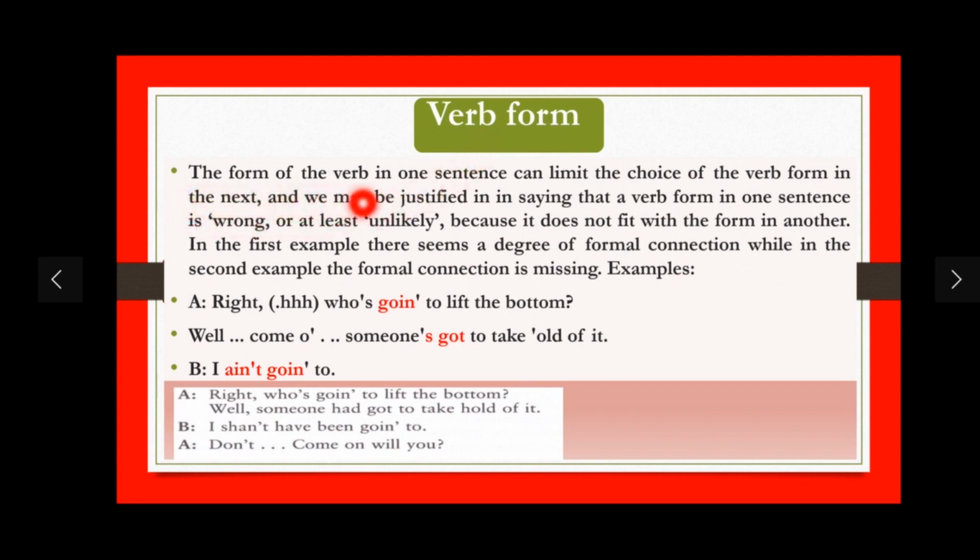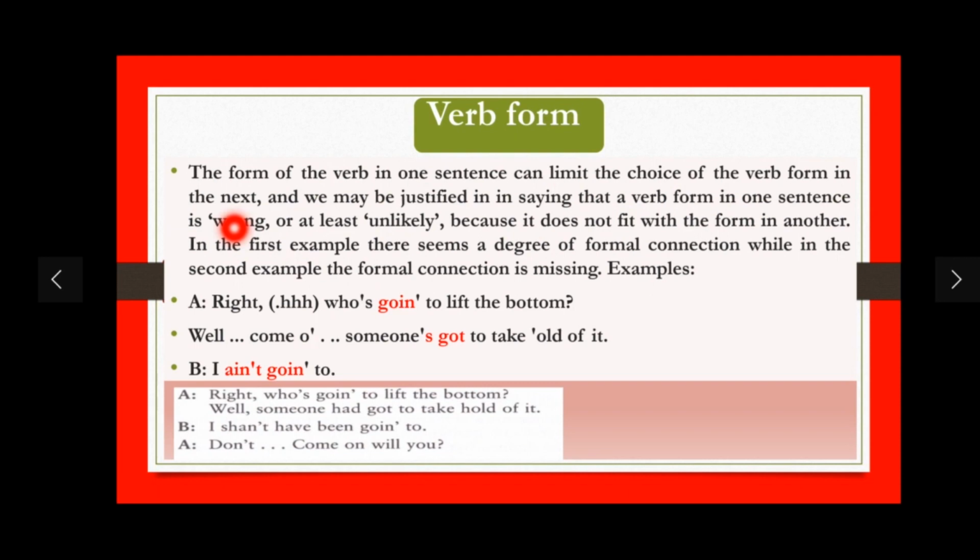So the form of the verb in one sentence can limit the choice of the verb form in the next. If in one sentence you are using present tense, then in the other sentence you must use present tense also.